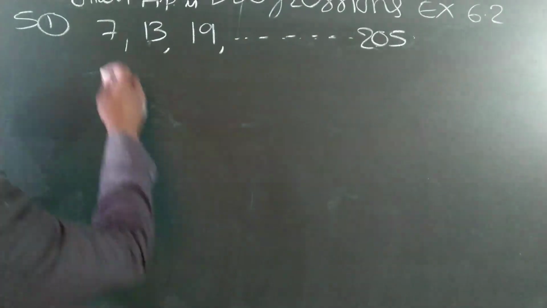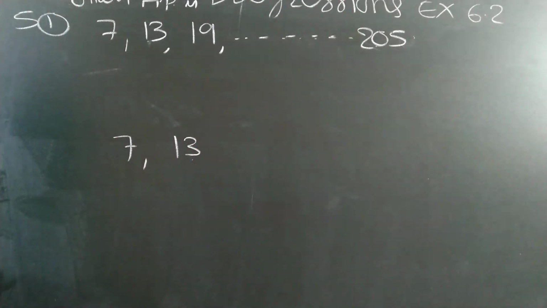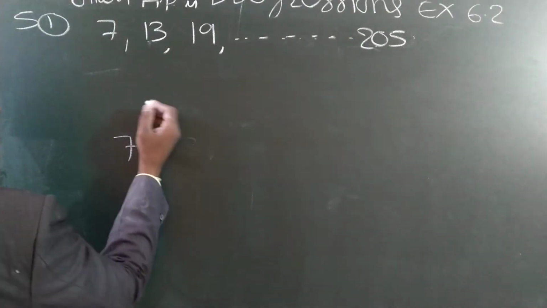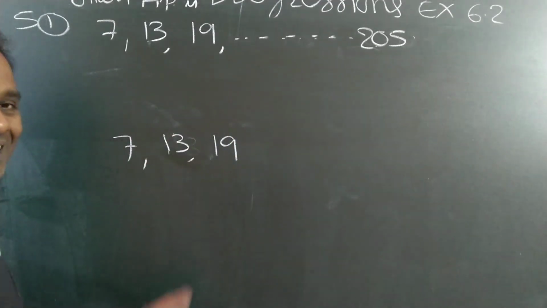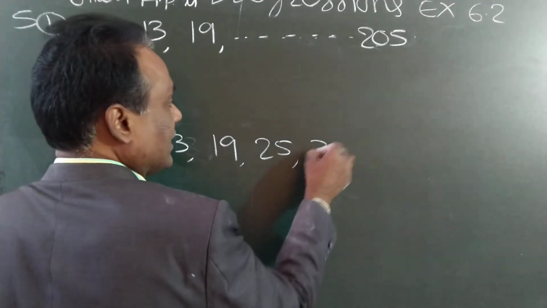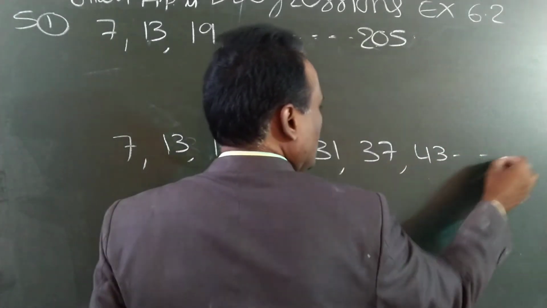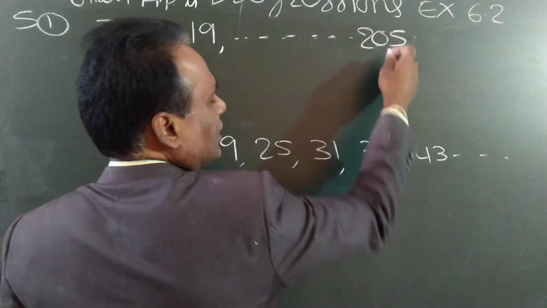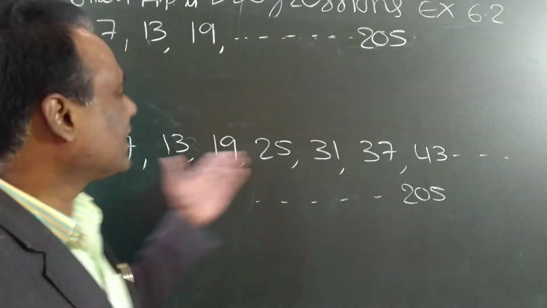Students, I will explain this question. The first term is 7. Next is 13. What is the difference? 6. So 6 is added. 13 plus 6 is 19. Plus 6, 25. Plus 6, 31. Plus 6, 37. Plus 6, 43. If you go on writing like this, lastly we will get 205. So how many terms are there?